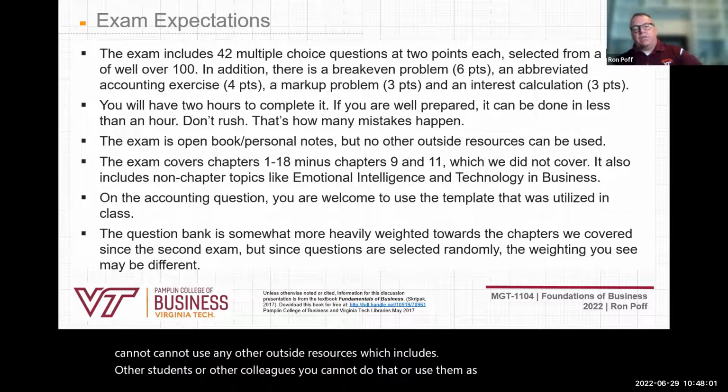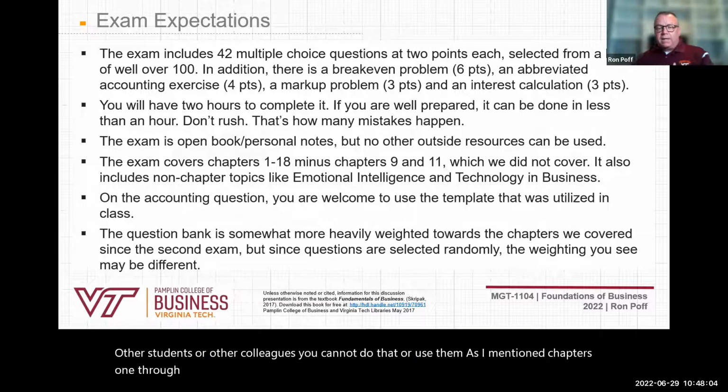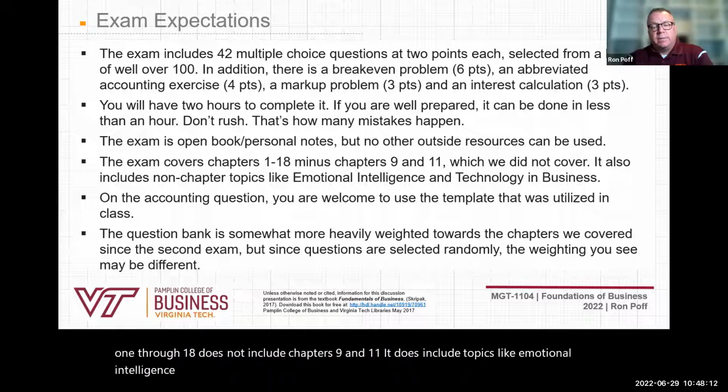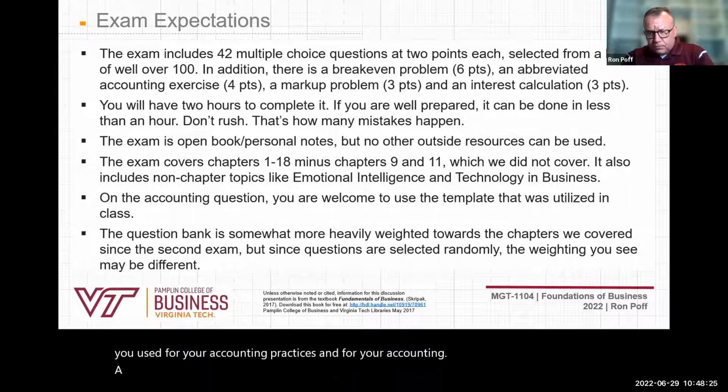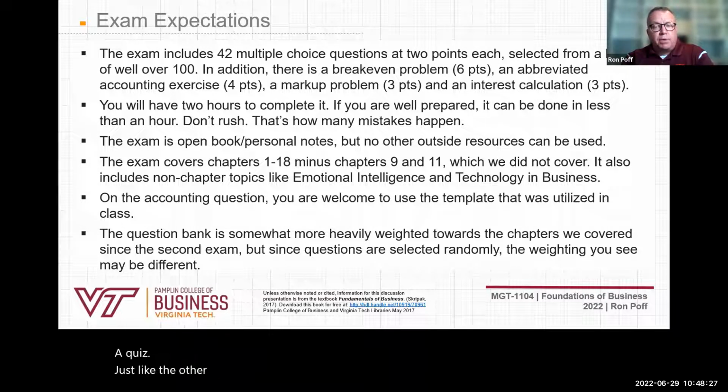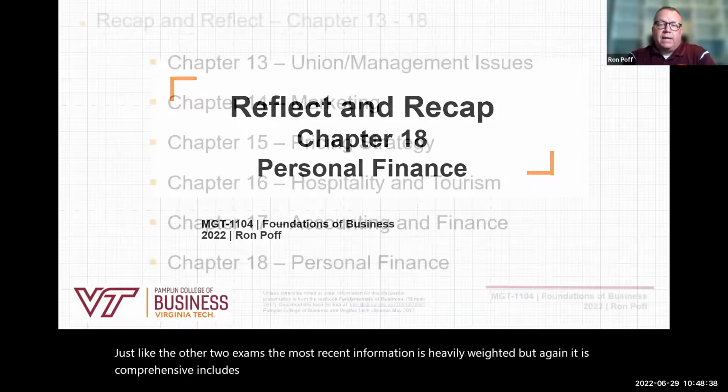As I mentioned, chapters 1 through 18 does not include chapters 9 and 11. It does include topics like emotional intelligence and technology and business. I would utilize the Excel template that you used for your accounting practices and for your accounting quiz. Just like the other two exams, the most recent information is heavily weighted, but again, it is comprehensive and includes everything that we have talked about to date.